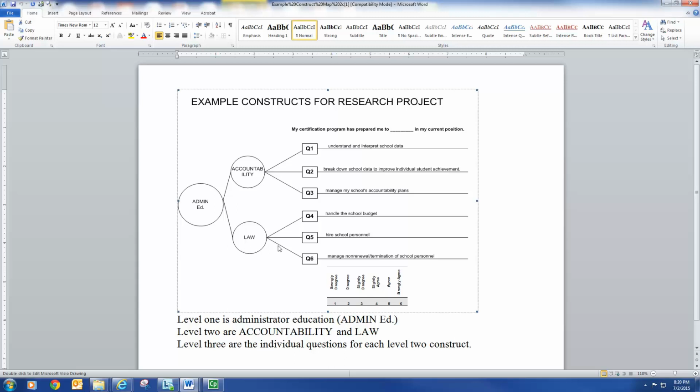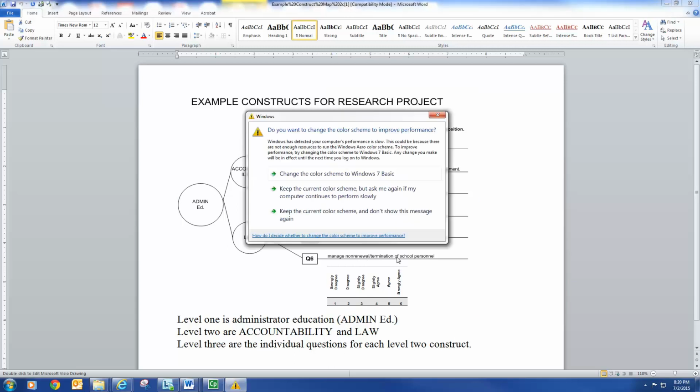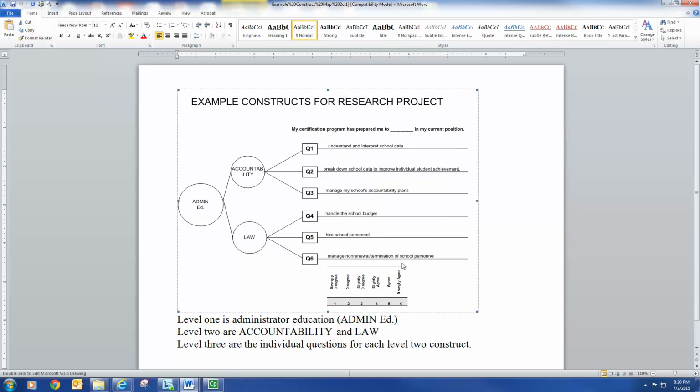So down here we have our other level two construct, which is law. So we'd be expecting three law questions. So under law, it's my certification program has prepared me to, in my current position, handle school budget, hire school personnel, manage renewal and termination of school personnel. Okay, so what we have here is three questions related to that. Within an idea, we'd like to account for the dimensionality of the idea. Okay, the example here, I'm only asking you for two, but if there's another aspect of it, like in the actual paper, you'd have even more level two constructs.